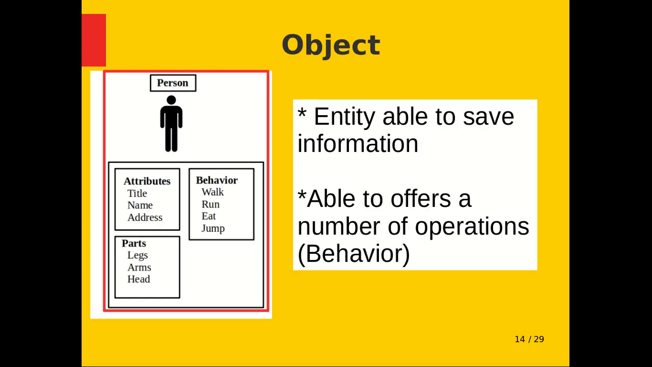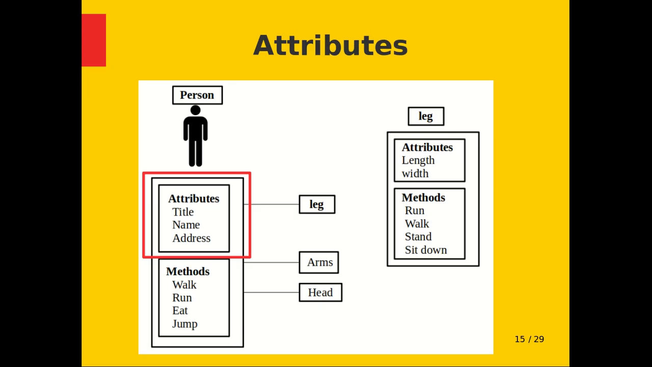An object is an entity able to save information and able to offer a number of operations or behavior. You can see the object person. There are three boxes called attribute, behavior and parts. Similar names for the behavior are operations or methods. Attributes are variables that belong to this object. Here the attributes are title, name and address.